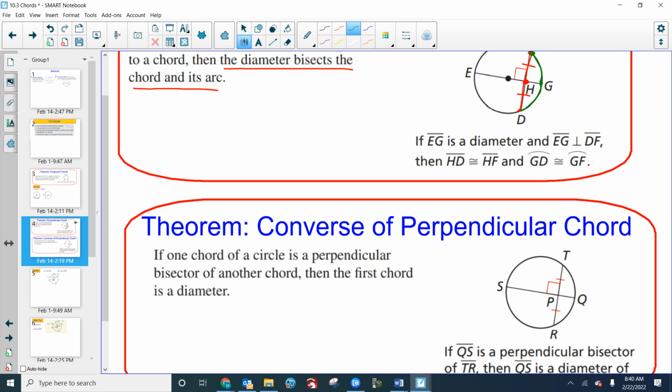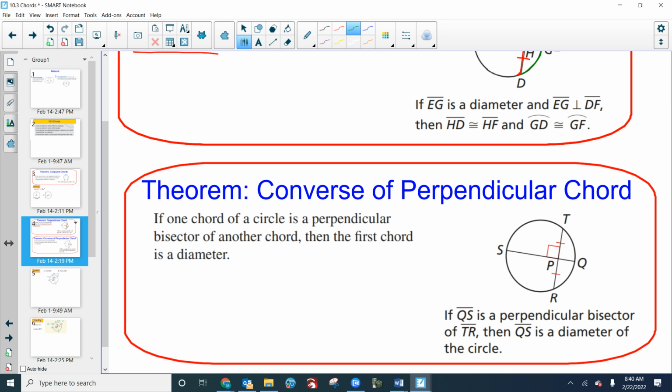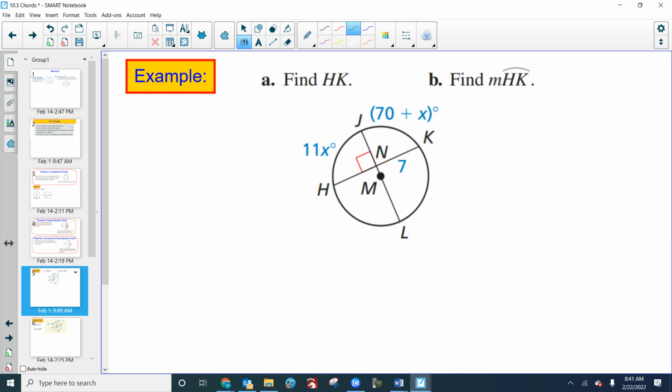If you see a chord has congruent parts like that, or the arcs are congruent, then QS is the diameter, and it must hit it at a right angle. And remind yourself that is called a perpendicular bisector. Cuts the segment in half at a right angle. It's a lot easier to just do in practice. So here we go. First example.